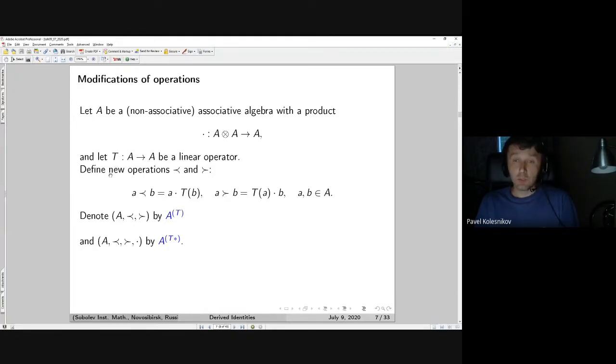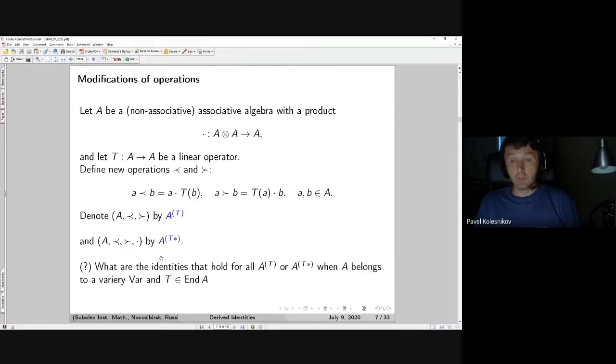We may define new operations. Let us define them, the left product and the right product. The left product is defined in this way, where dot is the initial operation, and the right product is defined in this way. Let us denote the system obtained on the space A relative to these two operations as A_T. And we may also leave the initial multiplication in the language and consider a system with three binary operations, left, right, and the initial one. Let us denote this system by A_T star.